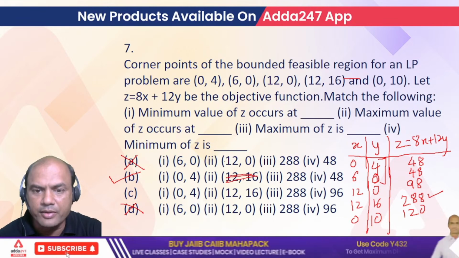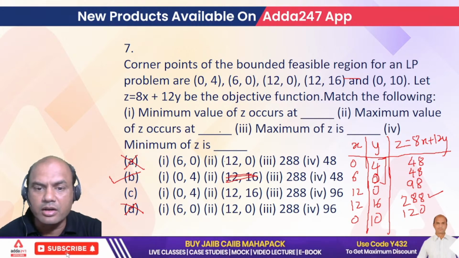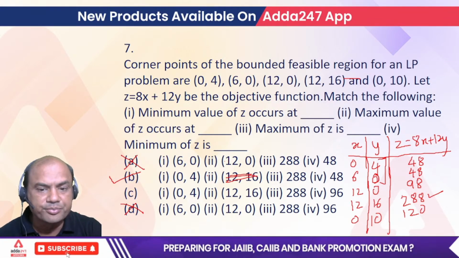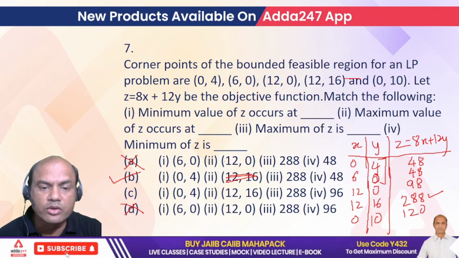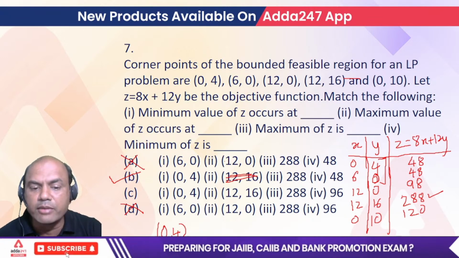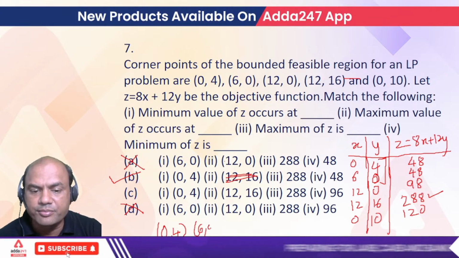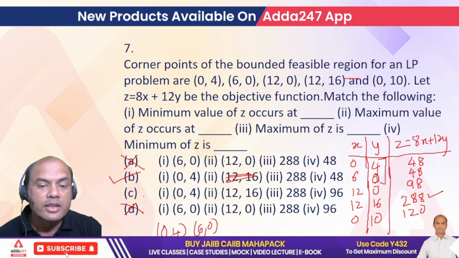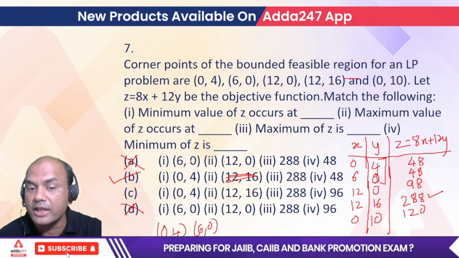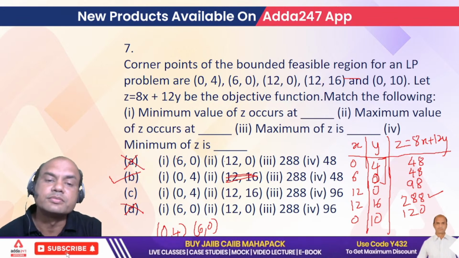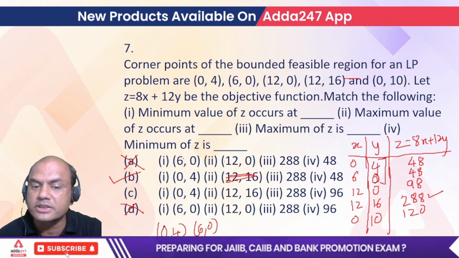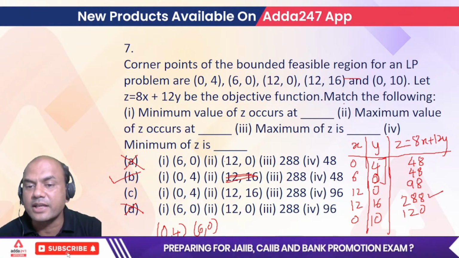Okay, so it occurs at 0, 4 and 6, 0. These are the two values at which the minimum value of z occurs. Now see here, what is the correct option over here? Either 0, 4 or 6, 0, anything is possible. But what we have to do now? We have to check all four answers. It can be either 0, 4 or 6, 0.